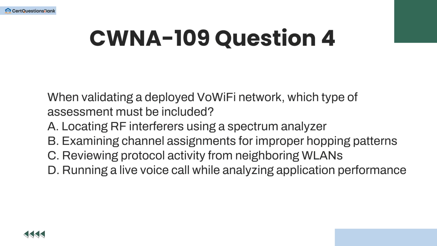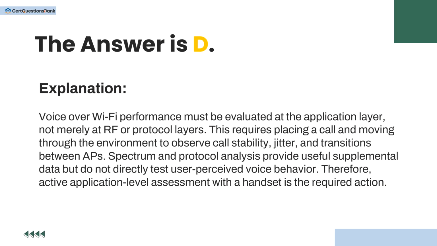When validating a deployed VoE Wi-Fi network, which type of assessment must be included? A. Locating RF interferers using a spectrum analyzer. B. Examining channel assignments for improper hopping patterns. C. Reviewing protocol activity from neighboring WLANs. D. Running a live voice call while analyzing application performance. The answer is D.